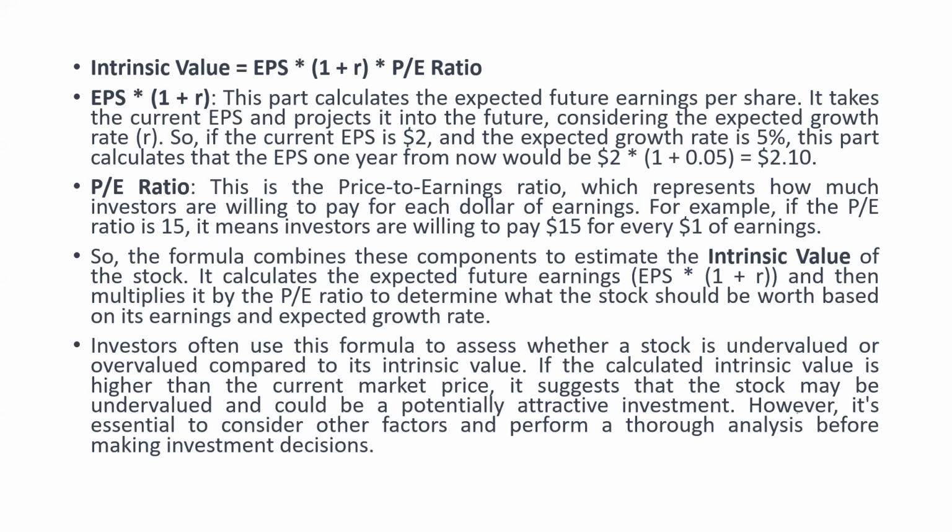All right. So P ratio, this is the price to earnings ratio, which represents how much investors are willing to pay for each dollar of earnings. For example, if the P ratio is 15, it means investors are willing to pay $15 for every dollar of earnings. So the formula combines the components to estimate the intrinsic value of the stock. It calculates the expected future earnings, and then multiplies it by the P ratio to determine what the stock should be worth based on the earnings and expected growth rate.